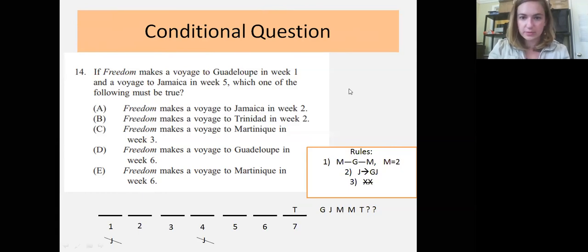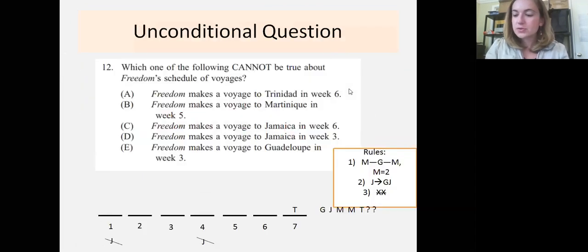Yeah, glad that was helpful. Okay, so the third and final type of question that you're going to see in logic games on the LSAT is the unconditional question. And that looks like this. So I'm going to give you about a minute. You know the routine. I'll have you pull in your answer when you are done.